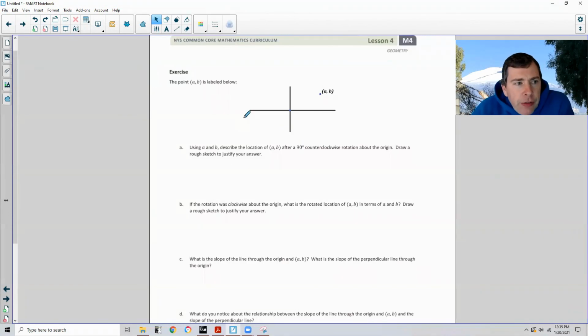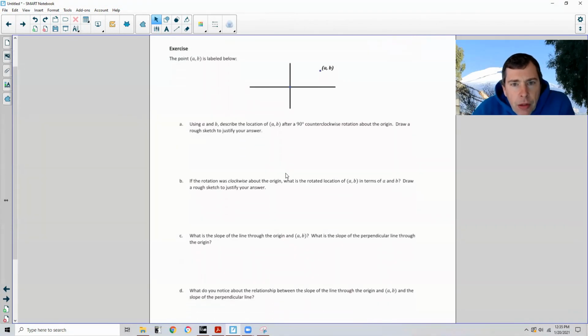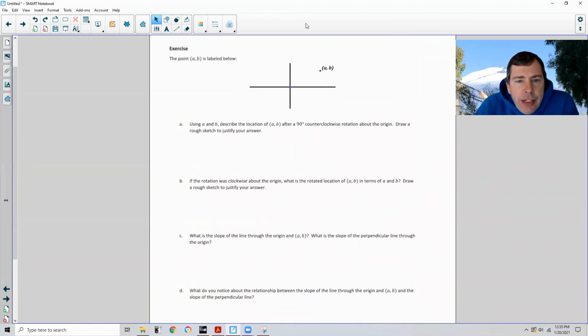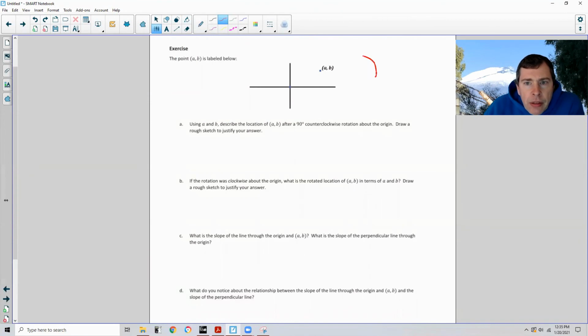Okay, page 3 brings us to an exercise. So pause the video, see if you can do parts A through D, and then unpause and come back and see how you did. All right, so here we go. Exercise. The point AB, located here in the first quadrant, is labeled right there below. A, using A and B, describe the location of that point AB after a 90 degrees counterclockwise. And remember, counterclockwise is this way, about the origin. Draw a rough sketch to justify your answer.